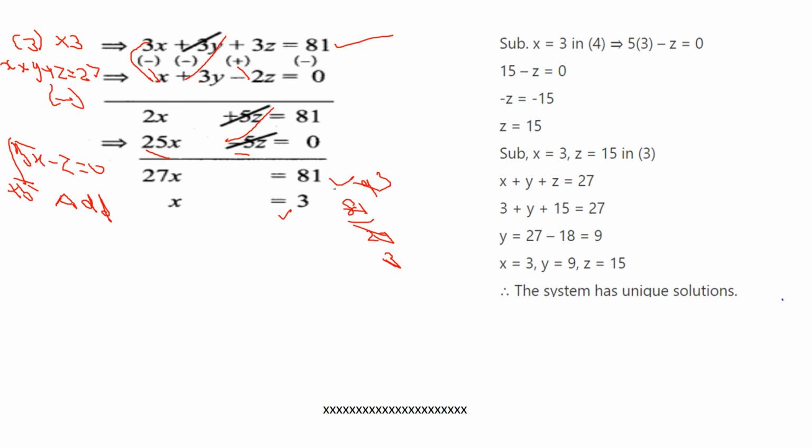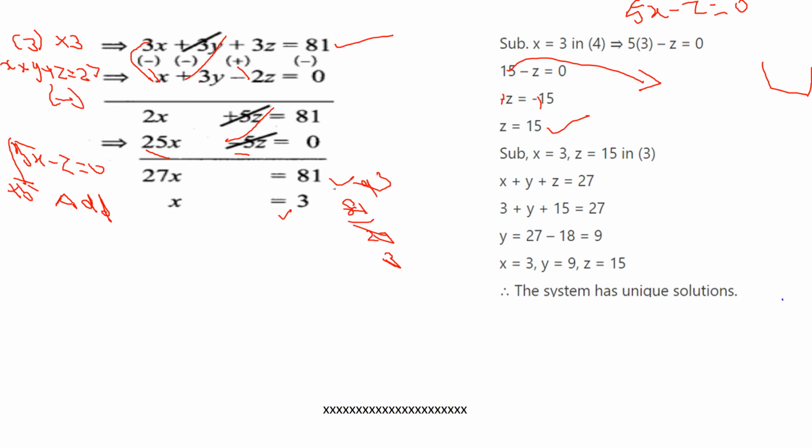What is our fourth equation? 5x minus z equal to 0. So 5 into 3, 15 minus z equal to 0. Minus z equal to, it goes to the right hand side, minus 15, both minus signs cancel, so z equal to 15.